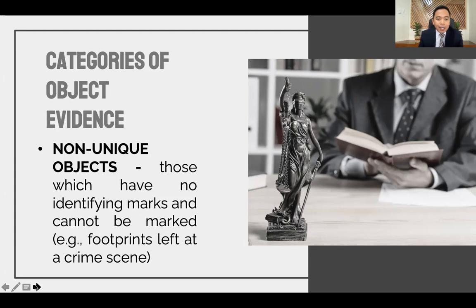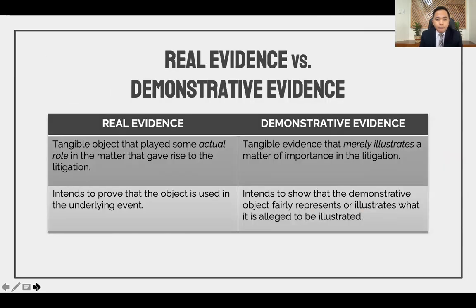You have here non-unique objects. These are those which have no identifiable and identifying marks and cannot be marked, such as footprints left at the crime scene, fingerprints, or for example, blood samples. Now, these have no identifying marks.